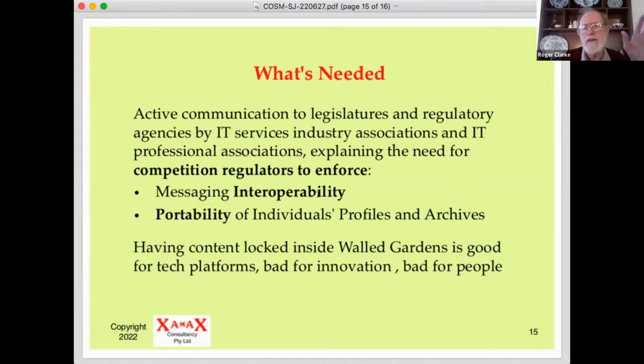Get them to understand that content locked inside walled gardens is good only for the tech platforms. It's bad for innovation. We've got to get the economic argument in there, and it's bad for people. We've got to also convey the social need, the social argument.